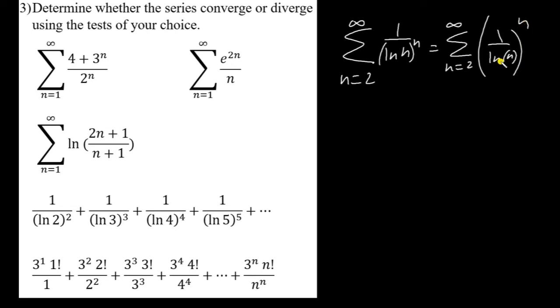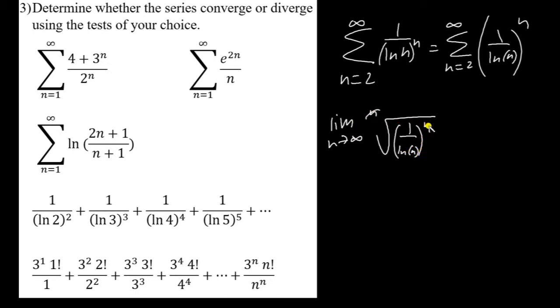Like that. This step isn't required, but it just helps me more clearly see what I'm doing. And since we have the whole thing being raised to the nth power, that's a good indicator that I want to be using the root test here. So with the root test, remember, we take the nth root of it and take the limit as n goes to infinity. So that's going to be the limit as n approaches infinity of the nth root of 1 over the natural log of n, all being raised to the n.